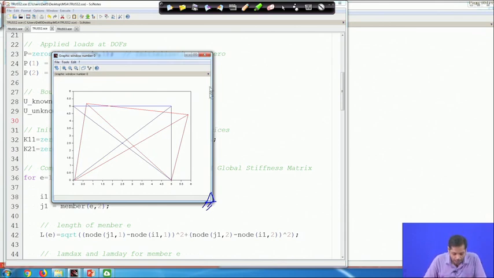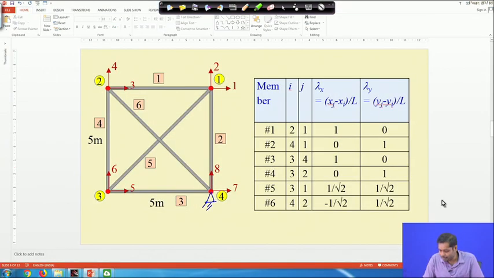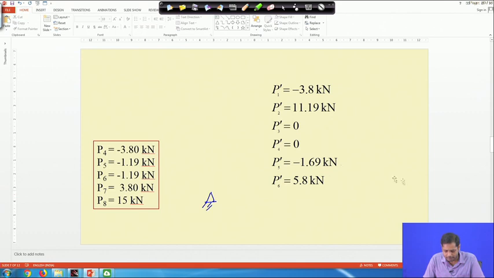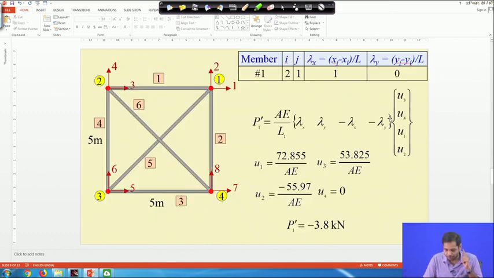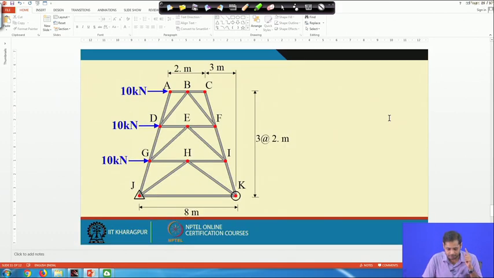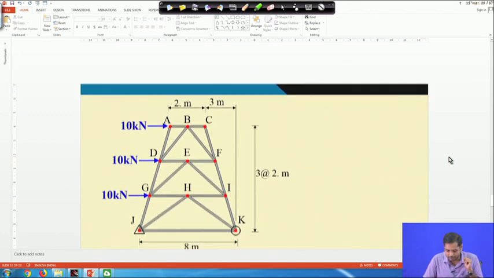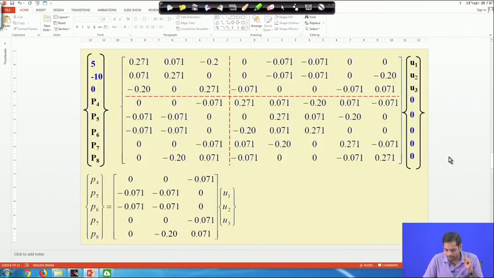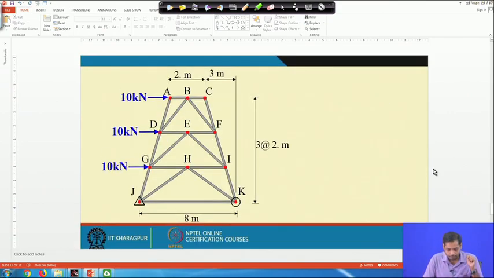Now, moving on to the last example. This is the solution of the problem that we already discussed in some of the classes. Now, let us take this example. This was the solution of this problem, and please check this solution with yours. You can check the solution.